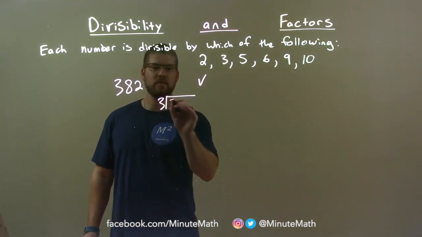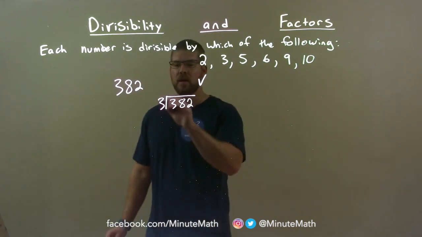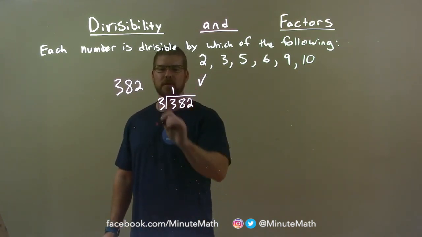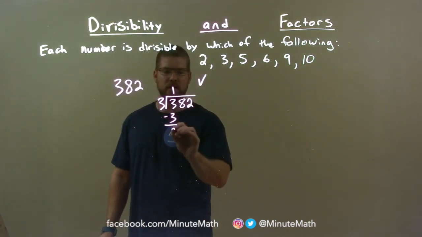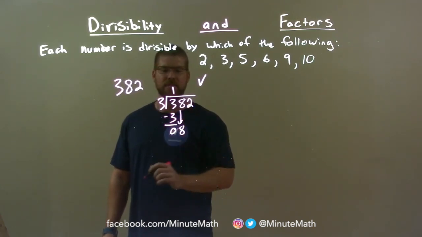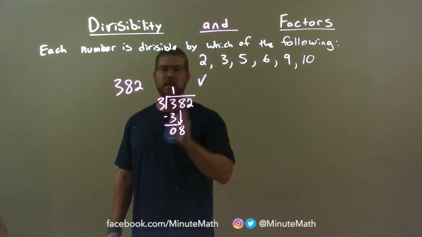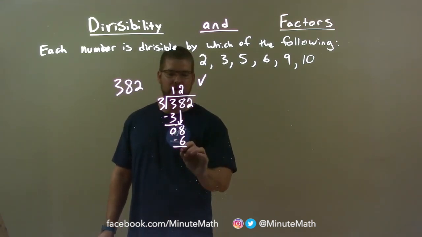3 into 382. 3 goes into 3 1 time. 1 times 3 is 3. Great. Subtract it, got a 0. Bring down the 8. 3 goes into 8, well, that's going to be 2 times. 2 times 3 is 6. Subtract, and we get a 2.